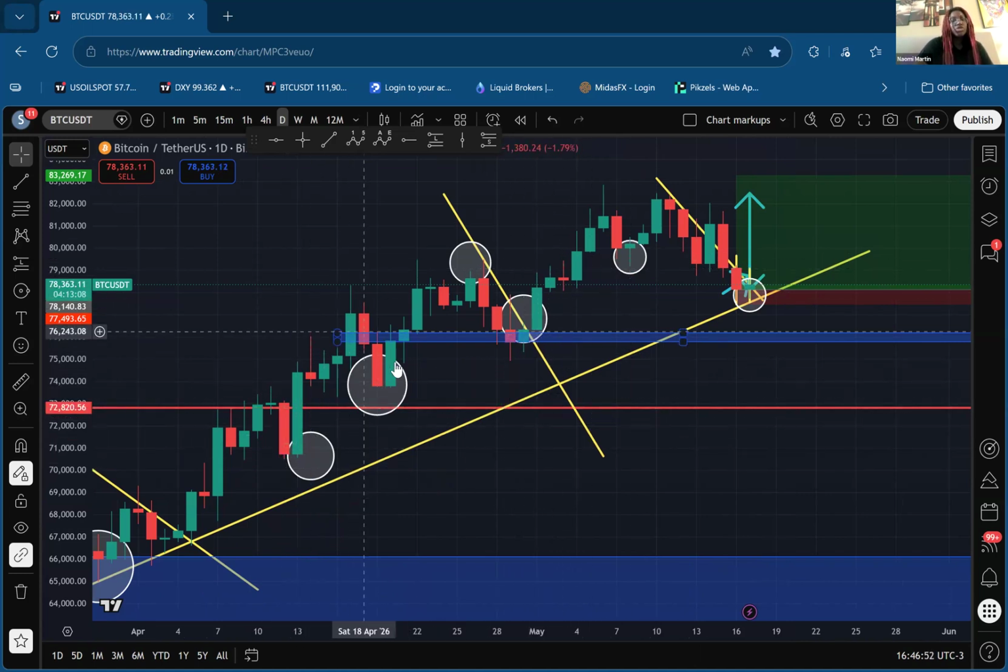So this one was one candle. This one was two candles. This one was three candles. And this one gave us five. All right. Next account.